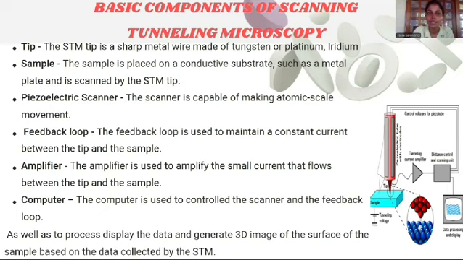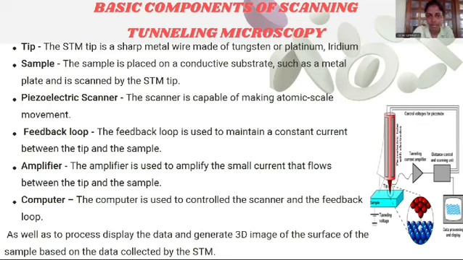So, these are the basic components of scanning tunneling microscopy. This image is a rough diagram of scanning tunneling microscopy. The basic components are the tip, sample, piezoelectric scanner, feedback loop, amplifier, and computer. The tip is a sharp metal wire made of tungsten, platinum, or iridium. The sample is placed on a conductive substrate such as a metal plate and is scanned by the scanning tunneling microscopy tip.